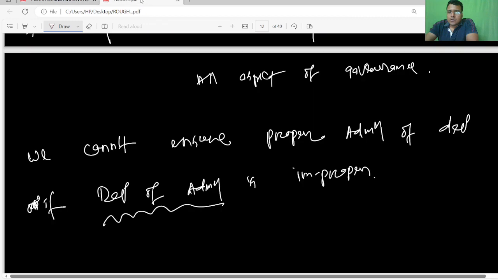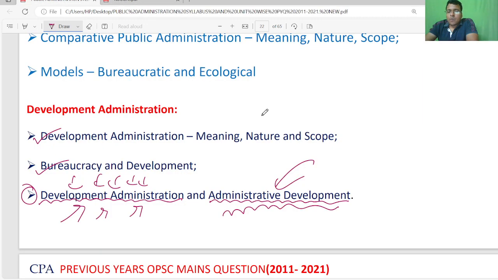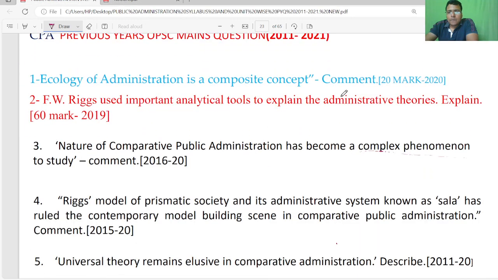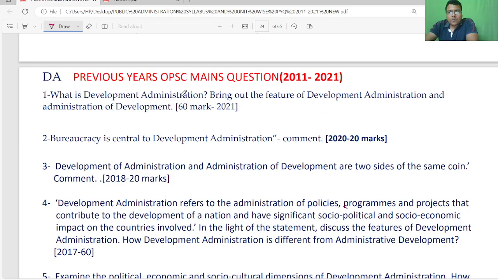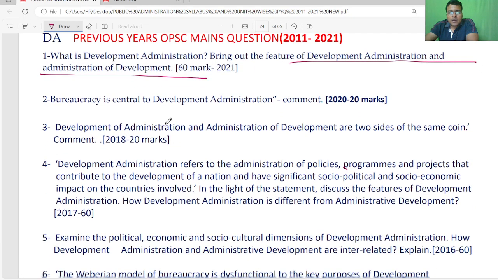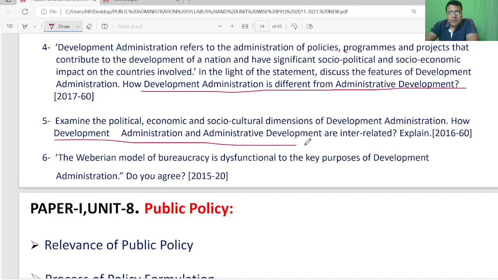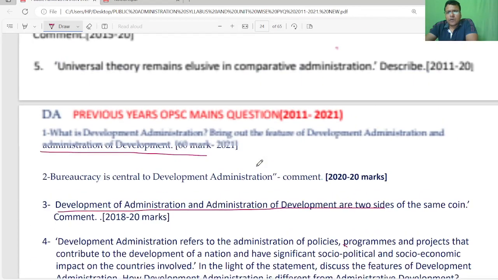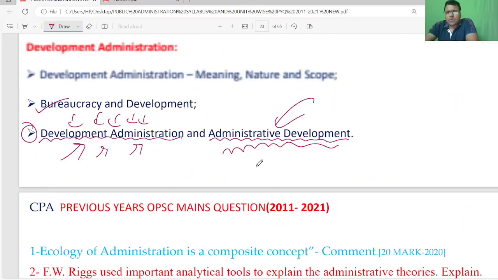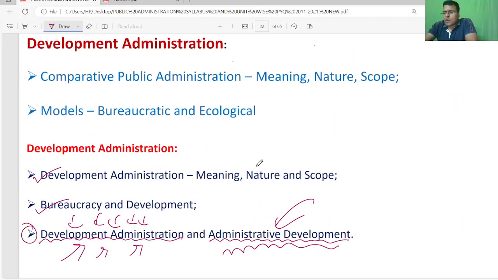Clear? This is a very commonly asked question. Hello? This is a very frequently asked question. Development of administration, administration of development, administrative development, development administration. So it is a frequently asked, common question. So this is what you need to write.